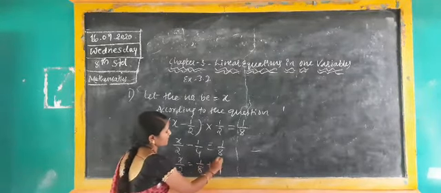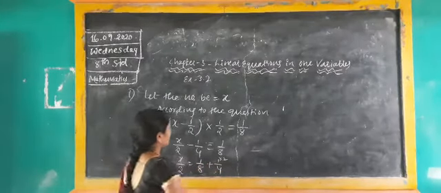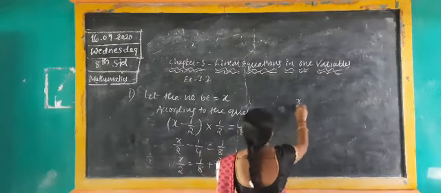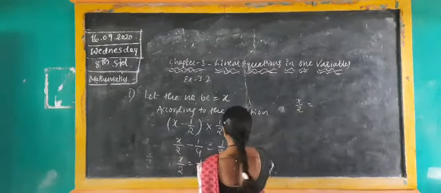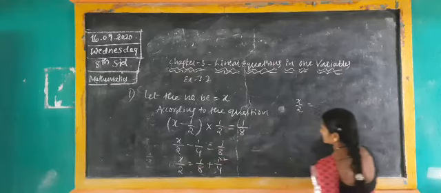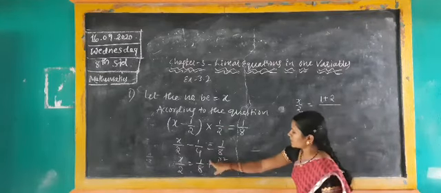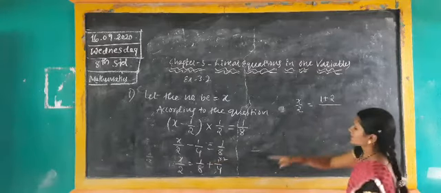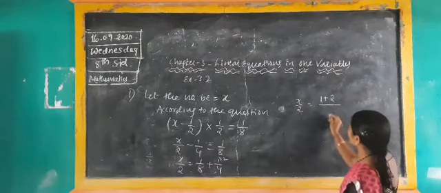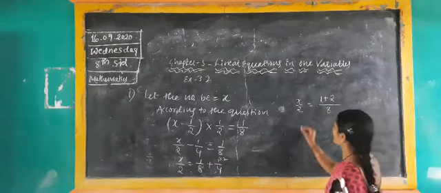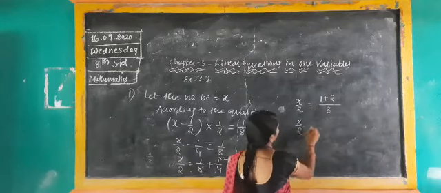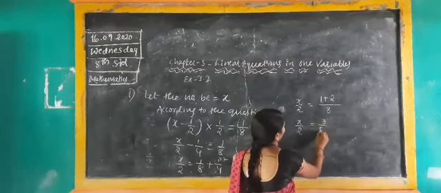If 4 is multiplied by 2, you will get x by 2 is equal to 1 plus 2 by 8. Here, 1 2 ones are 2, and the denominator will be the same, which is 8. So x by 2 is 3 by 8.